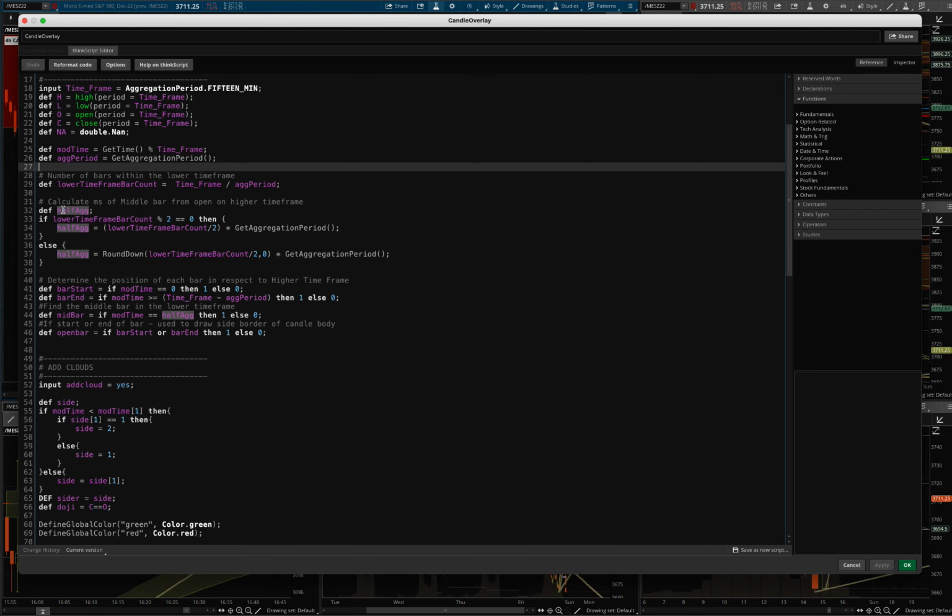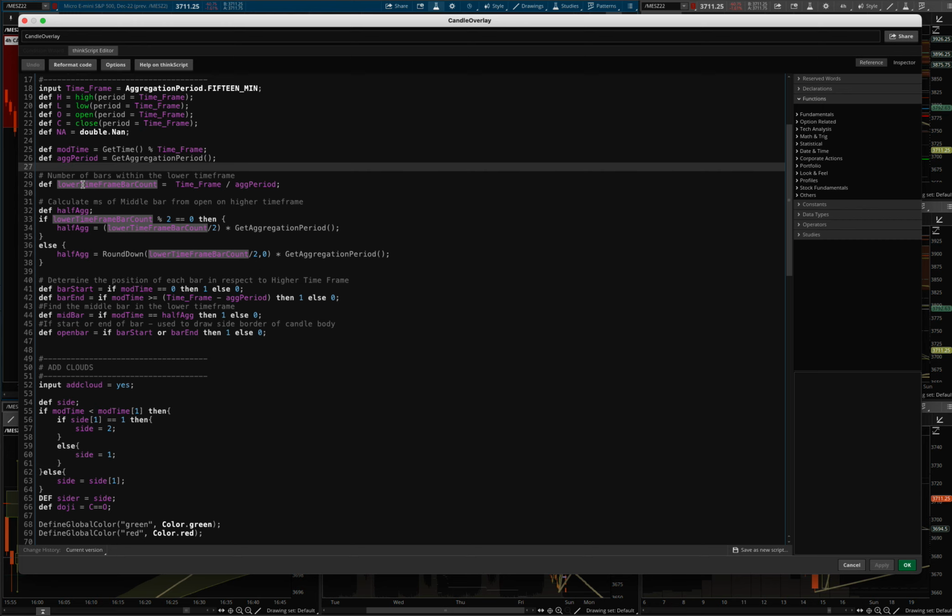So then the half aggregate is going to be the lower time count. So this is half of the time frame divided by the aggregation period. So this is to say how many bars are in the current aggregation period from this higher period time frame. So if the current chart is, say, 5 minutes, then this is going to end up being 3, because this is three 5-minute bars in a 15-minute chart.